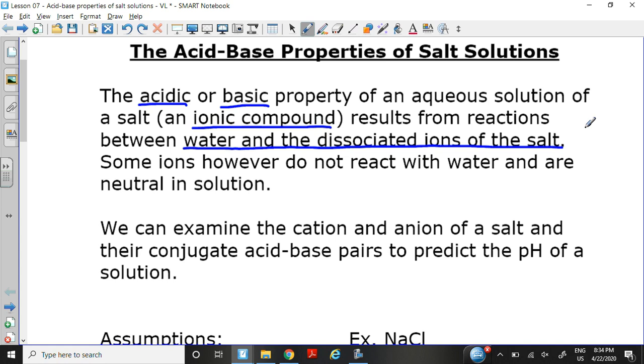So what we're going to do is look at this only from a qualitative point of view. We're not going to do any calculations. That's the next level up in this area of chemistry. Just looking at them, we're going to predict, is the salt acidic, basic, or neutral?